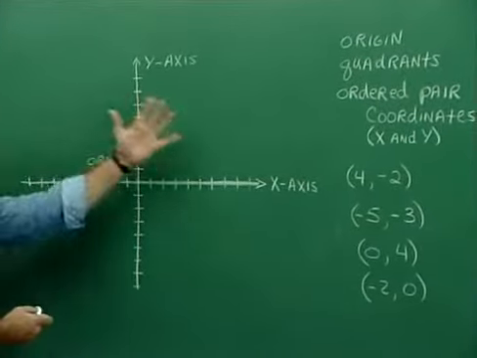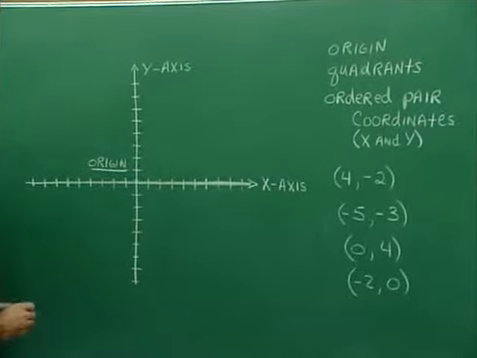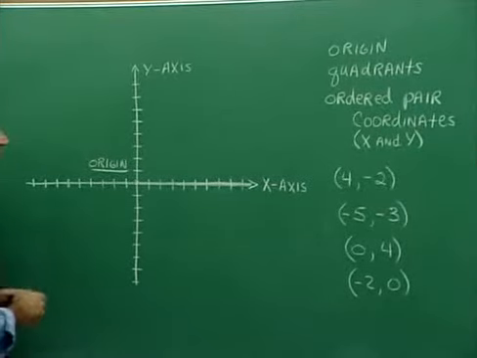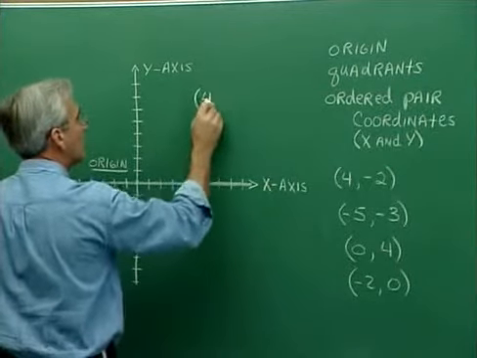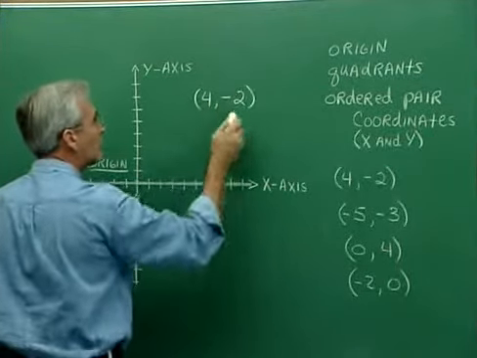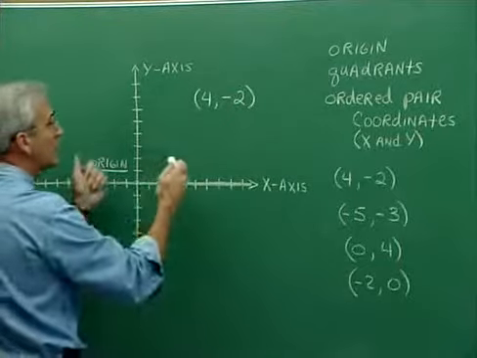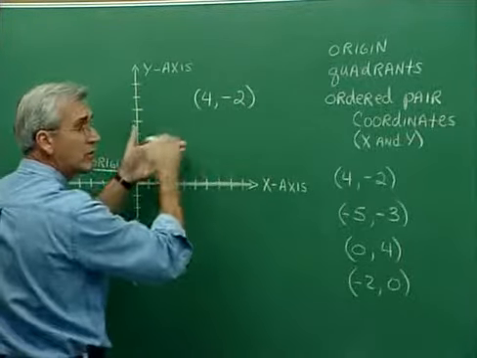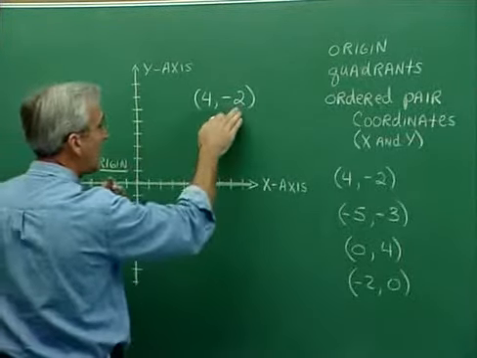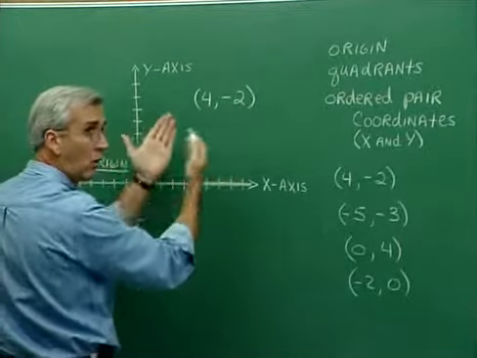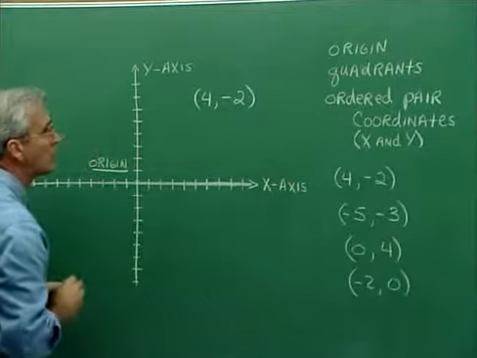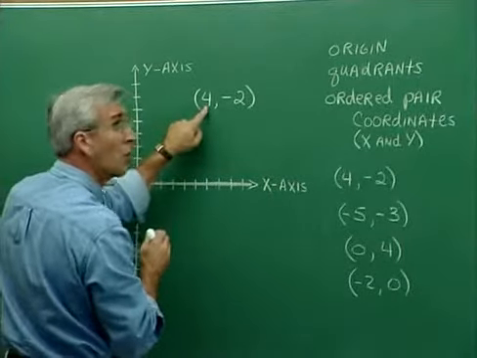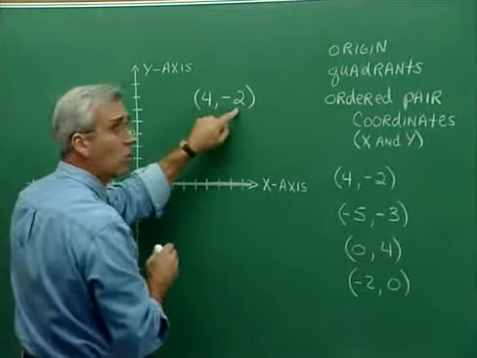Now, positions on this coordinate plane are identified using two numbers. Those two numbers are said to be ordered, and an ordered pair might look like this. The position (4, -2). It's called an ordered pair because the first item represents a horizontal distance, the second item a vertical distance, hence the order idea. These are called the coordinates of a certain point, and this is the x-coordinate and that the y-coordinate.